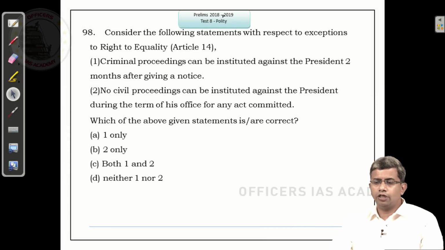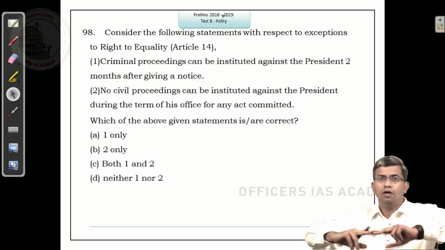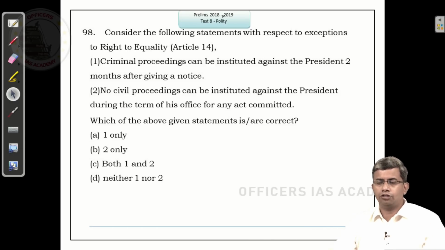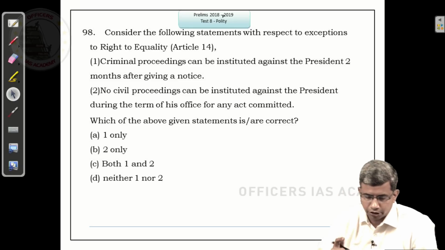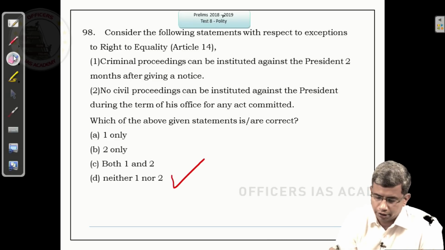Moving on, consider the following statements with respect to exceptions to right to equality. Criminal proceedings can be instituted against the President 2 months after giving a notice. No civil proceedings can be instituted against the President during the term of office for any act committed. It is just transposed. No criminal proceedings can be instituted, and if you have to institute civil proceedings, you have to give 2 months notice. So neither of the statements is correct. So the correct answer is neither 1 nor 2, which is D.